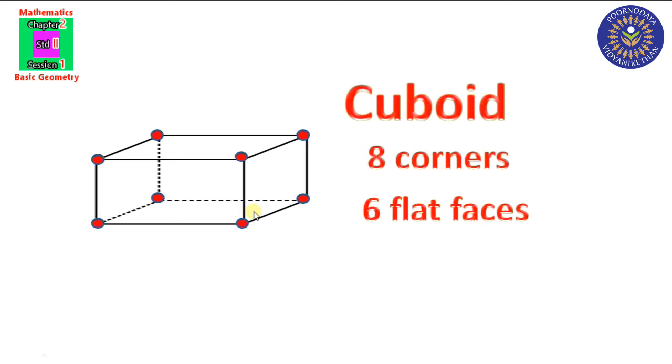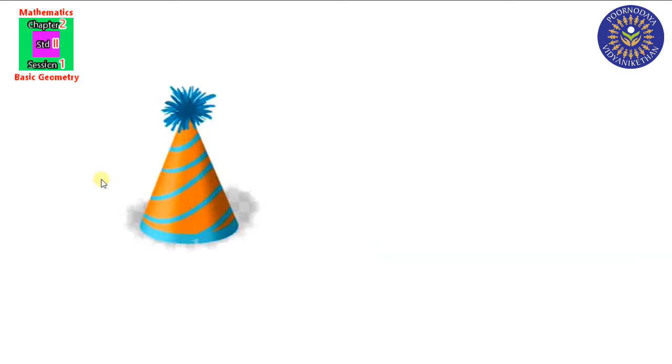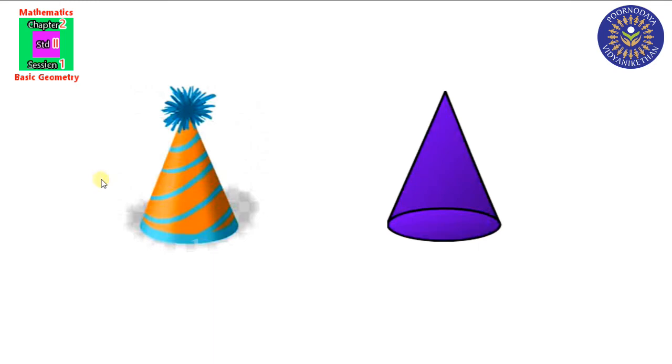Next we are going to learn the number of edges. The place where the faces join is called the edges. 1, 2, 3, 4, 5, 6, 7, 8, 9, 10, 11, 12. A cuboid has 12 edges. How many edges? 12 edges. Clear?